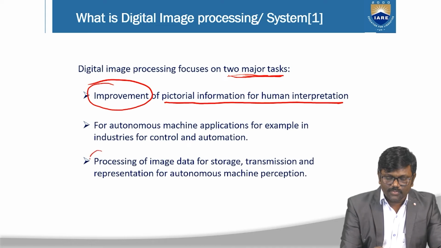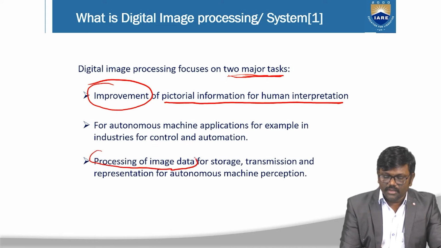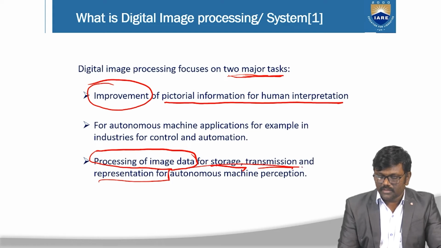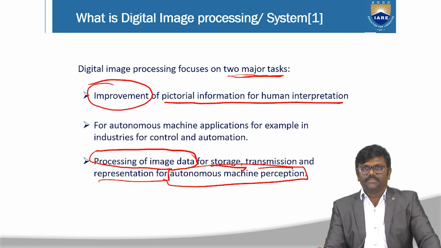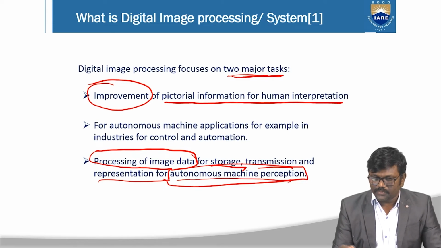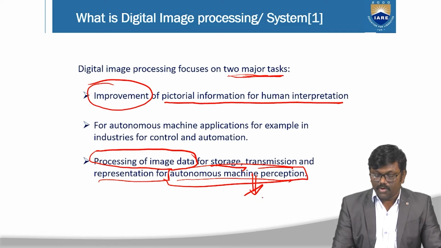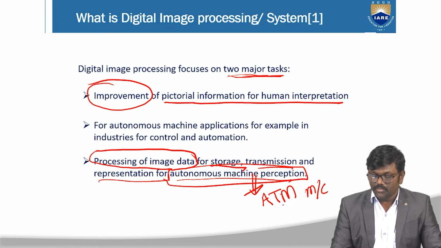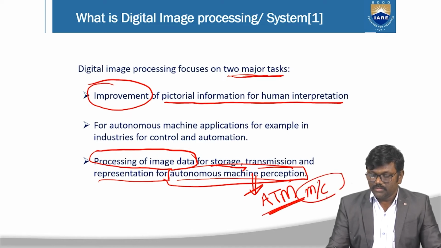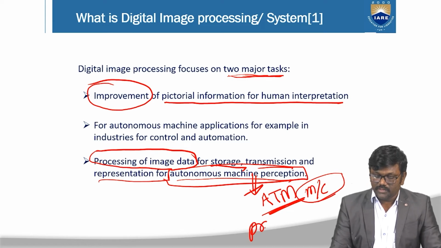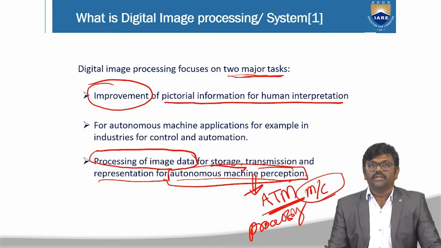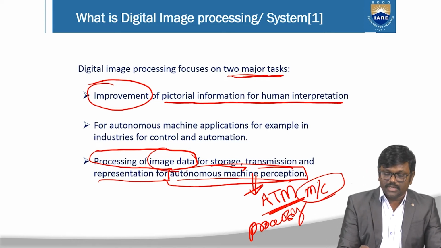That is the second task: processing of image data for storage, transmission and representation for autonomous machine perception. So once you understand these two major tasks, number one, pictorial information for human representation, and the other, processing of image data for storage, transmission and representation for autonomous machine perception. The best example of this now is how they are developing and even modifying the ATM machine process, in terms of storing and processing image data.